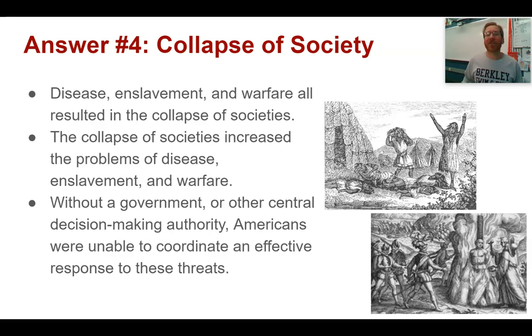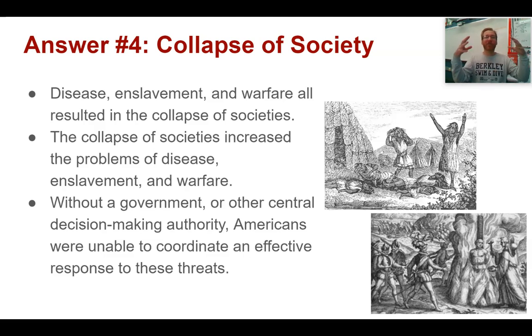The fourth and final answer is the collapse of society in general. The other factors, disease, enslavement, and warfare, all resulted in the collapse of societies. Now, I want to take disease for just a moment and talk about this one. 90% of your population dies of disease, even if it was just 50. Somewhere in between. 75% of your population dies from disease. That means 75% of your government, 75% of your doctors, 75% of your farmers are all dying. Now, all of a sudden, you're lacking leadership, you're lacking medical care, you're lacking food in your society as a whole. That is going to lead to some serious problems.